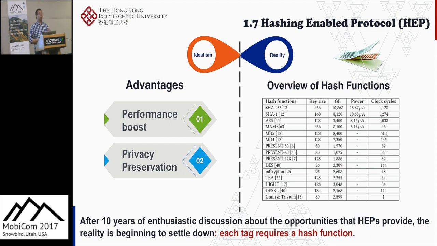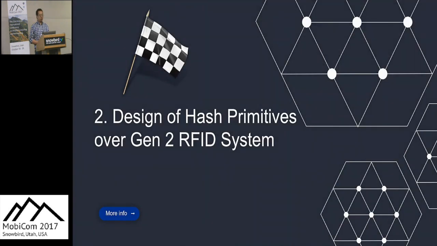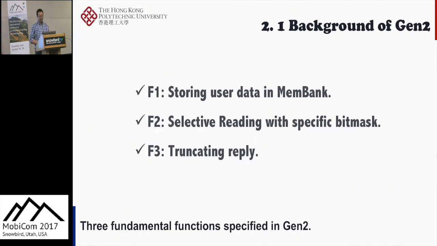gates. They are so complex and cannot be supported by the tag. And there is no hint that in the near future, tags will have a hash function. This makes HEAP like a 10-year untouchable marriage in practice, due to the lack of hashing functionality. In this work, we introduce a group of hash primitives over Gen2 RFID systems without any modification on the hardware or software. Before presenting our design, I would like to introduce some background about Gen2.